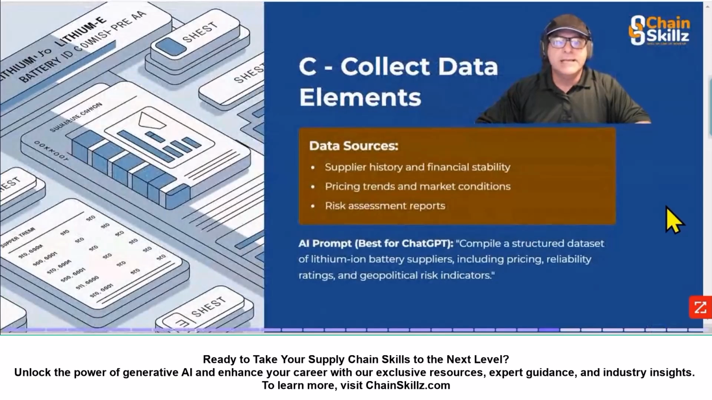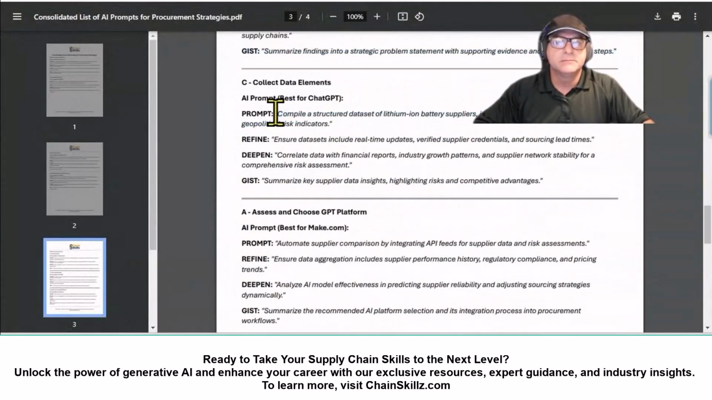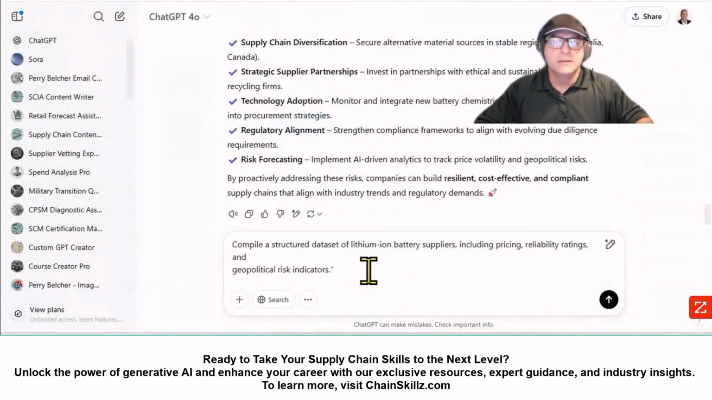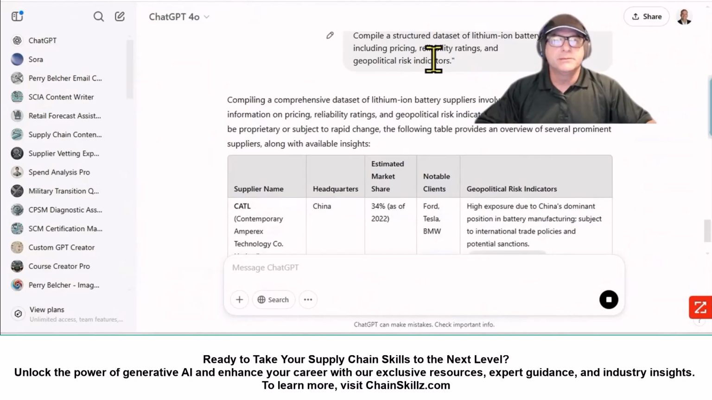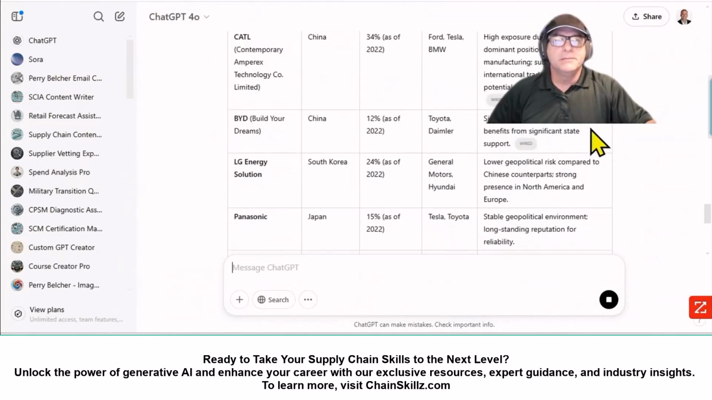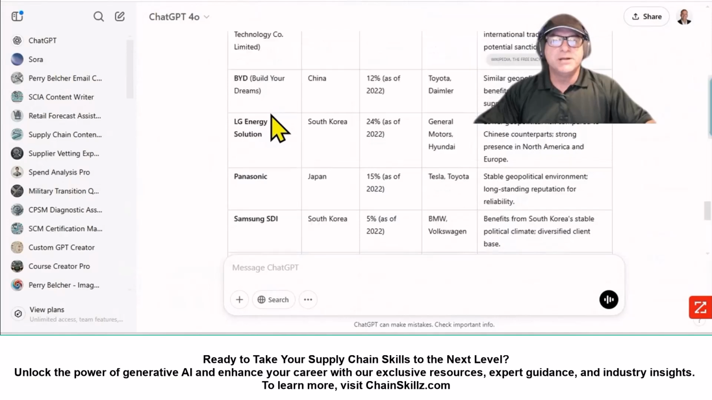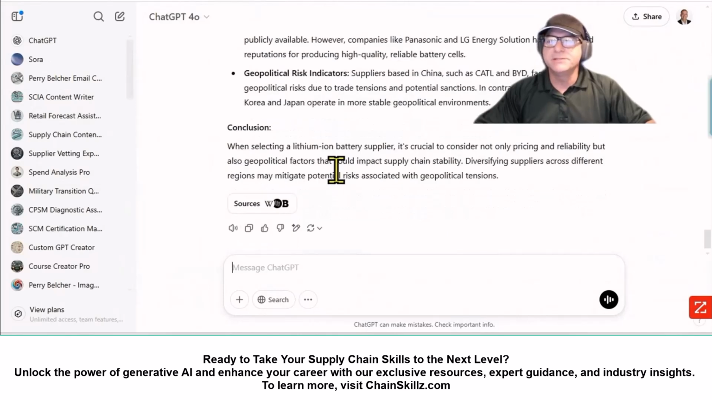All right. Collect data elements. Where do we find the data? So here we go: compile a structured data set. It's going to put together all the lithium battery suppliers out there, pricing, reliability ratings, geopolitical risk factors, right? Now notice that when we start asking where this information is coming from, it's starting to include the sources, which is pretty cool. And so these are all the suppliers that are out there: pricing, reliability ratings, geopolitical risk factors.